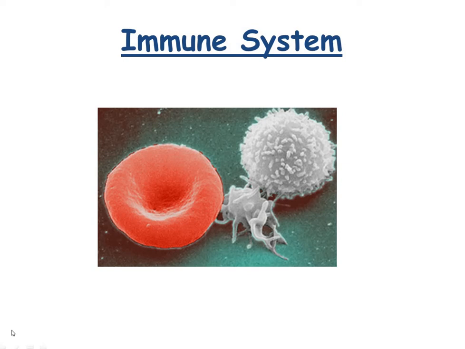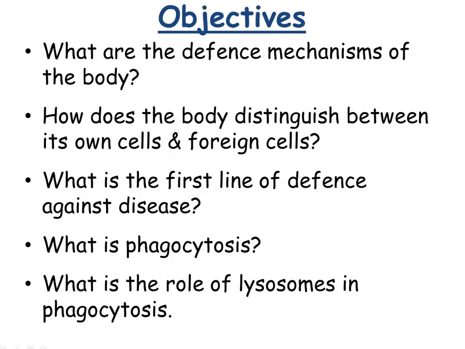Introduction to the immune system for A-level biology. The objectives are: what are the defence mechanisms of the body? How does the body distinguish between its own cells and foreign cells? What is the first line of defence against disease? What is phagocytosis? And what is the role of lysosomes in phagocytosis?